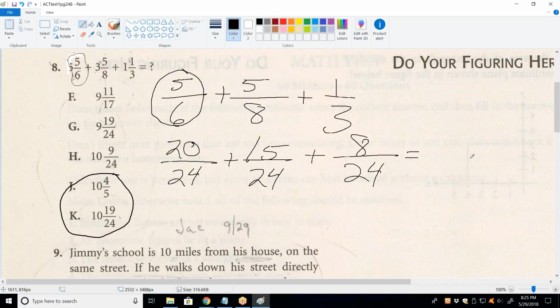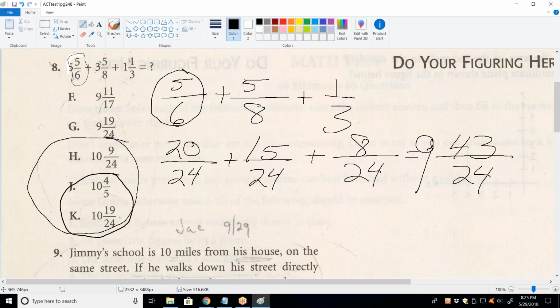Okay, now what do you do? Just add the top. Okay, that's 43. And remember, we still have 5 plus 3 plus 1. So what we really have is 9 and 43 24ths. You with me? So we know one of these three answers is the right answer. Because how do I convert 43 24ths back to a proper fraction? All my answers are 10 and something. So what is that equal to in terms of my answer?